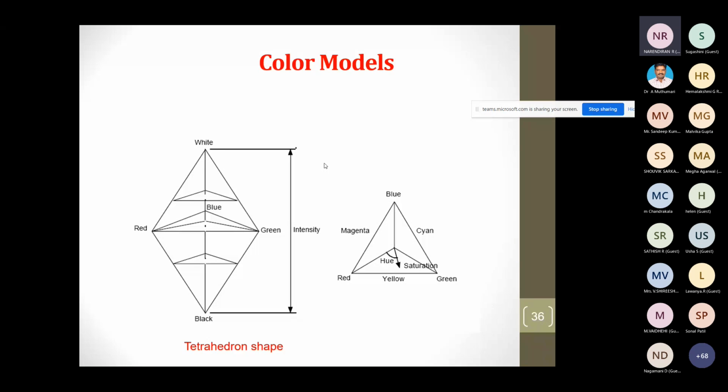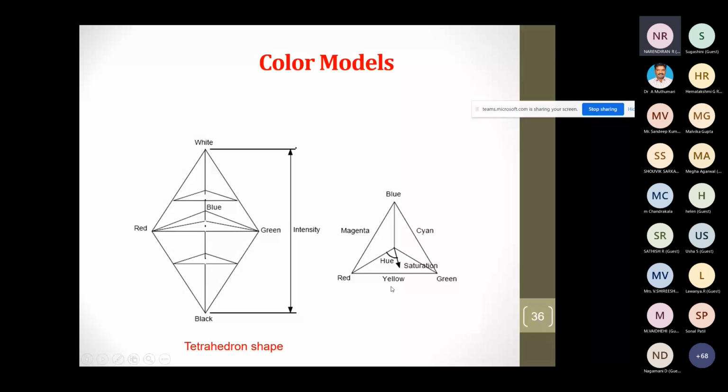Color models available in image processing are like RGB, HSV, CMY, and HSI, right? So there are many color models available. You can see a tetrahedron shape here. One tetrahedron is on the top, and the inverted one is on the bottom. A white portion is indicated at the top, and black at the bottom. The difference between white and black is nothing but intensity. At the joint of these two tetrahedra, you can see RGB here, right? The same thing is represented here with CMY. This is one type of representation.